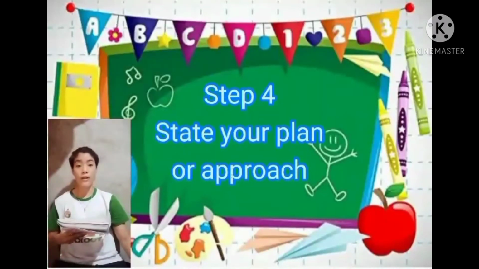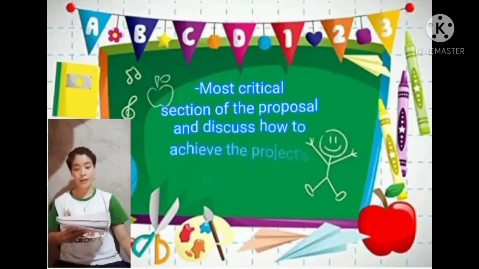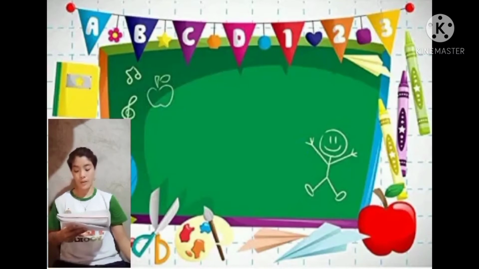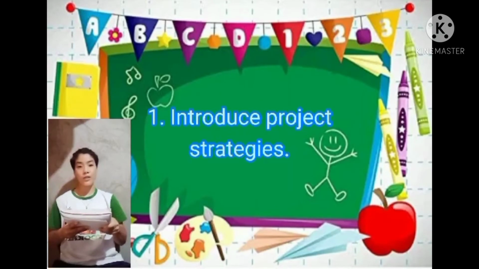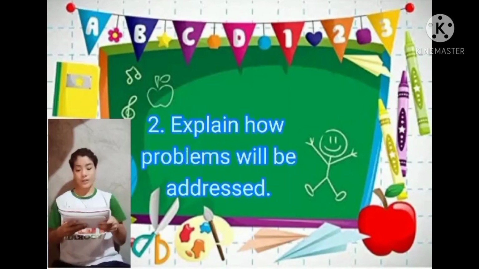Step 4. State your plan or approach. This is the most critical section of the proposal, and discusses how to achieve the project's objectives. Tips for planning. Introduce project strategies. Explain how problems will be addressed.